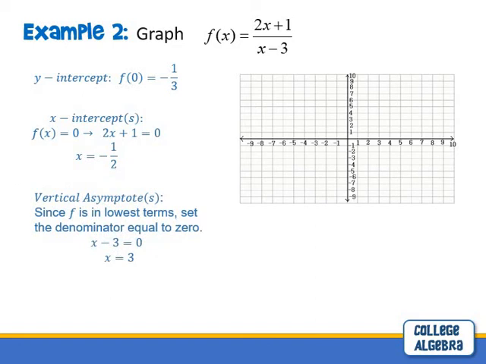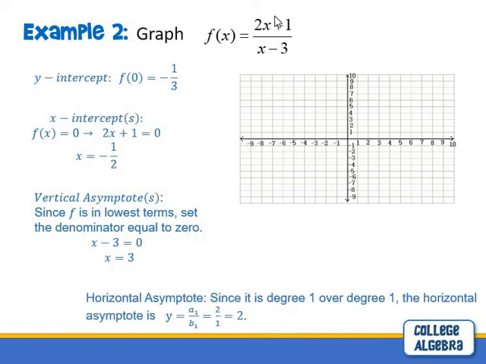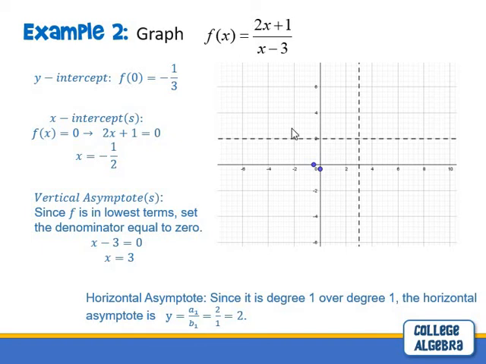If we set the bottom equal to 0, we'll get vertical asymptotes. So x minus 3 equals 0, or x equals 3. That vertical line is a vertical asymptote. And then for the horizontal asymptote, we have degree 1 over degree 1, two linear terms here. So the degrees match, and it's going to be the ratio of the leading coefficients, 2, and there's an understood 1 here, so 2 over 1. So my horizontal asymptote is at y equals a sub 1 over b sub 1, 2 over 1, or y equals 2. Okay, so we fill in all that information.